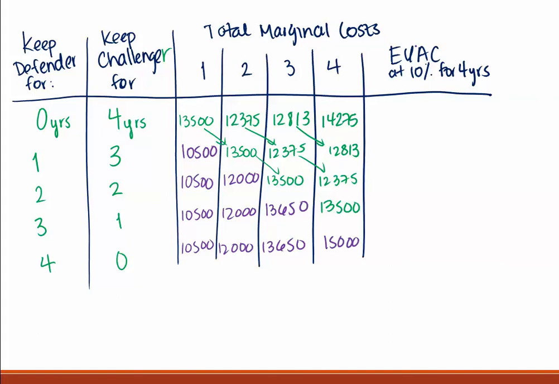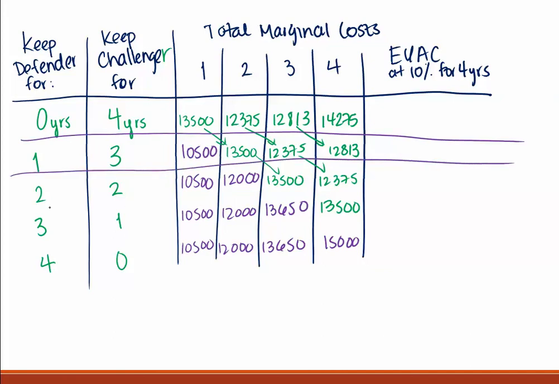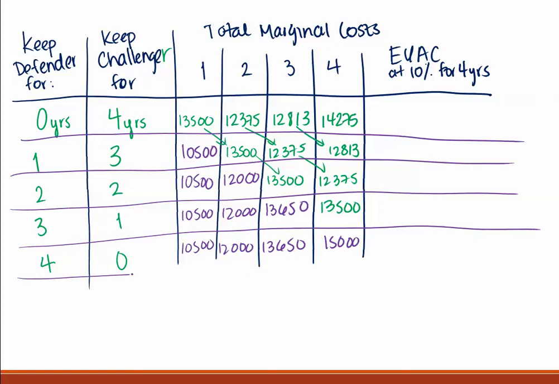And what we're going to do now is find the equivalent uniform annual cost at a MARR of 10% for 4 years for each one of these rows. So we're going to look like this, and like that, and like that, and like that, and like that. And I'm going to put a little asterisk here because I'm going to show you how I'm going to figure that out, and then you can do the rest.